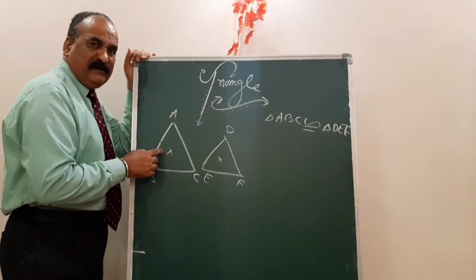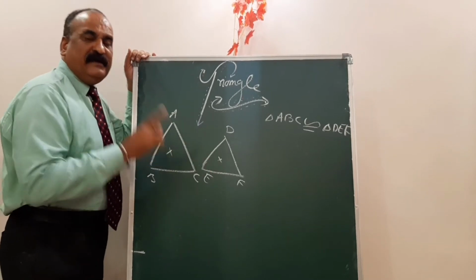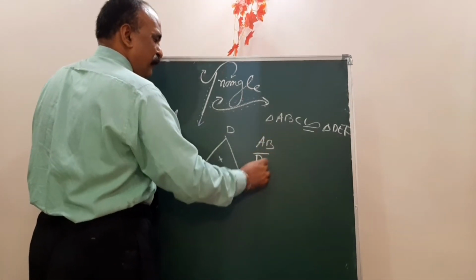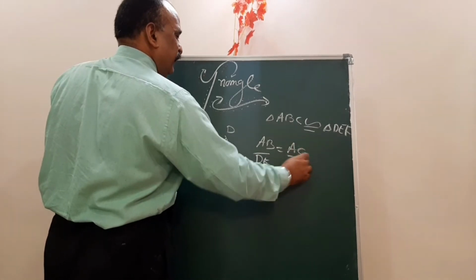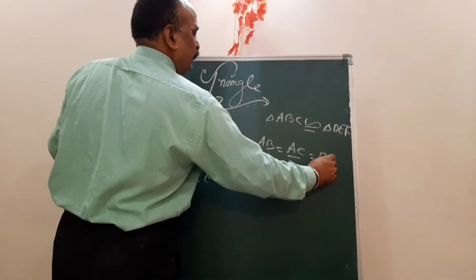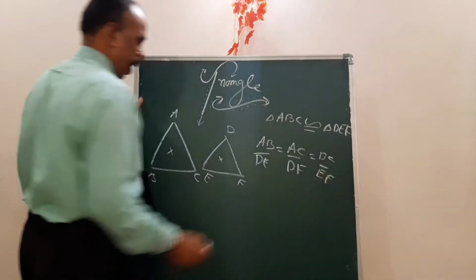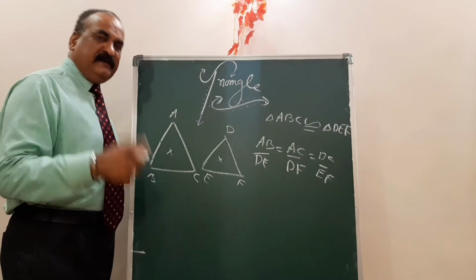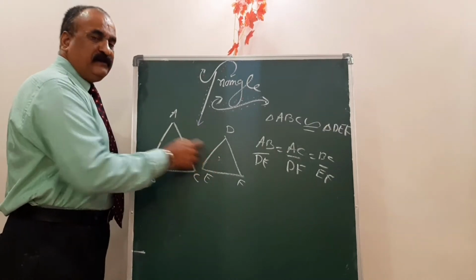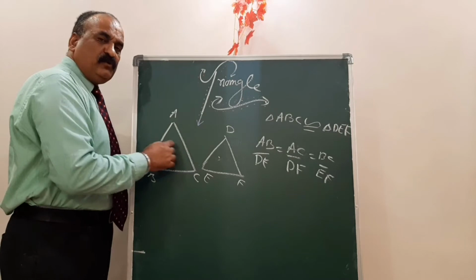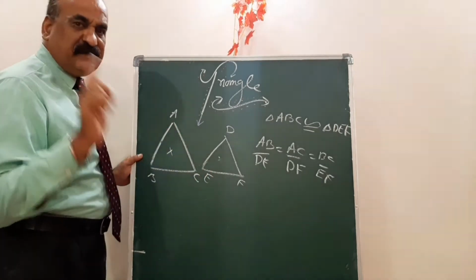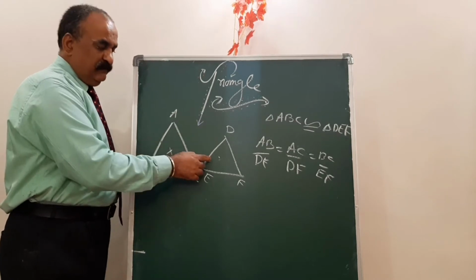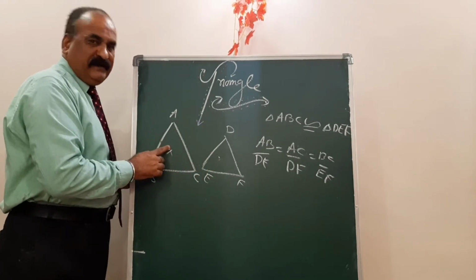These triangles are similar. If these two triangles are similar, it means the sides are in proportion. It means AB upon DE is equal to AC upon DF is equal to BC upon EF. It means the sides are in proportion, and one more thing is given to you: the areas of these two triangles are equal. This is given to you. Both the triangles have the equal area.